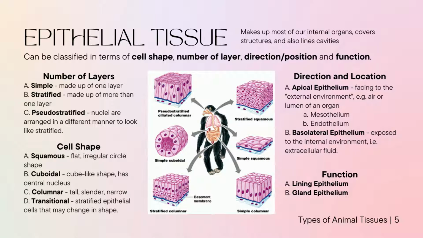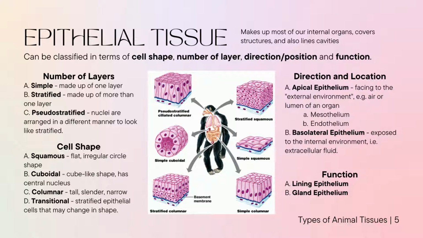Now we will talk about the types of animal tissues. We have four basic animal tissues, which are the epithelial tissue, muscle tissue, nervous tissue, and connective tissue. First we will talk about epithelial tissue.